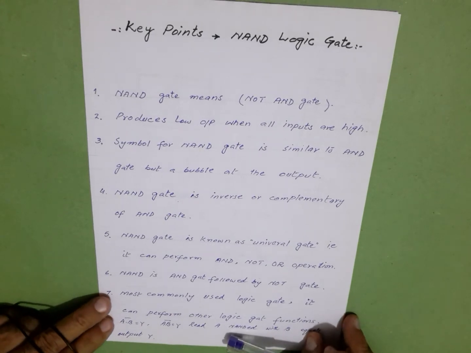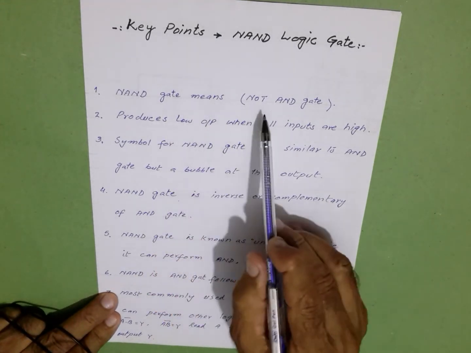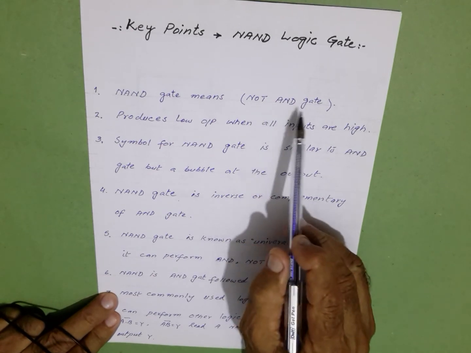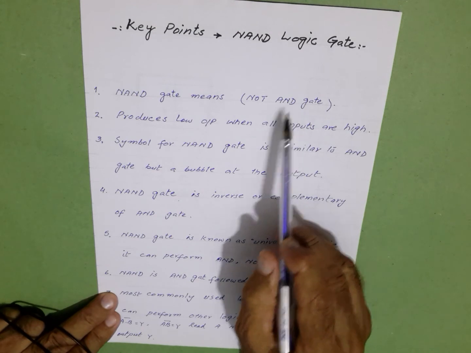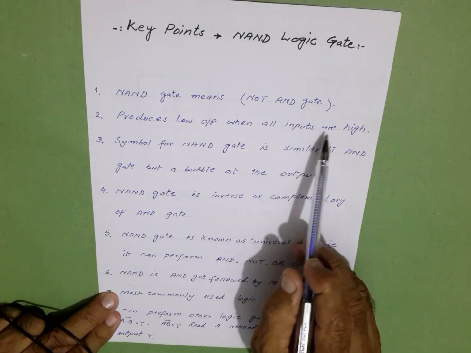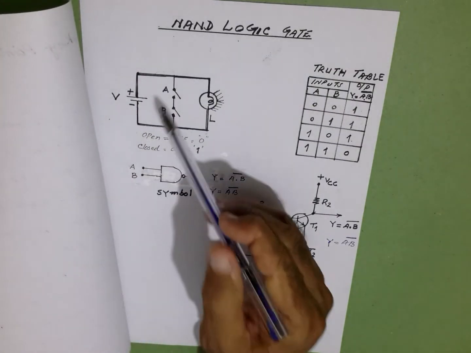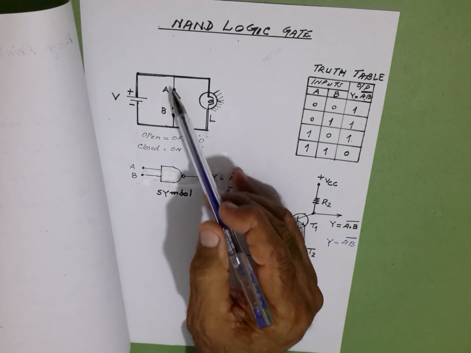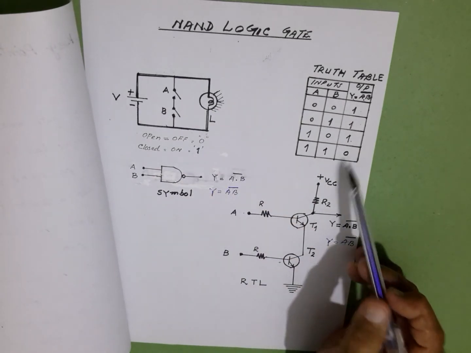Going to the summary points, key points of NAND logic gate. The first is NAND gate means NOT AND gate. AND gate followed by NOT gate produces low output when all inputs are high. That can be seen here. When both switches are closed, meaning logic 1, the lamp is off, the output is logic 0.